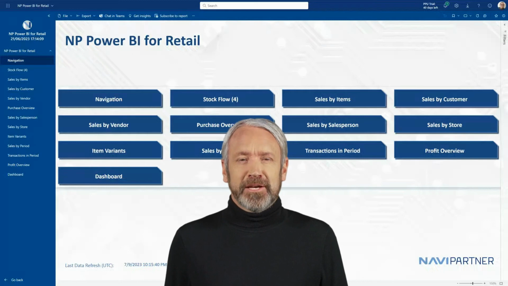The report comprises 10 thematic units that cover the most important business segments, such as stocks, customers, vendors, salespersons, stores, and items observed through sales, costs, and profit.